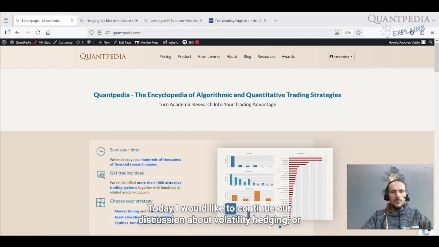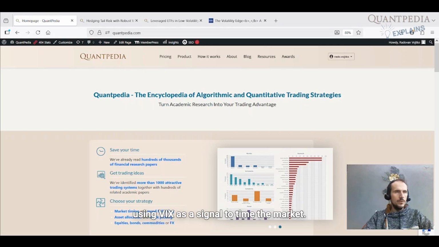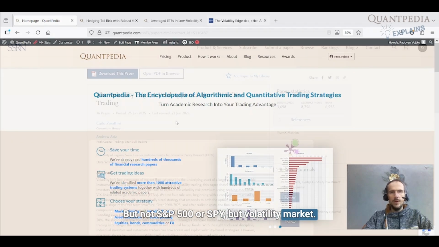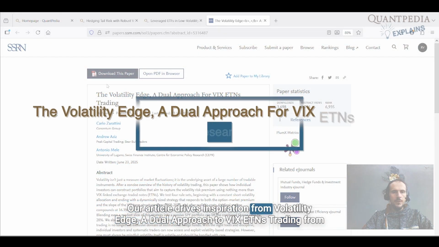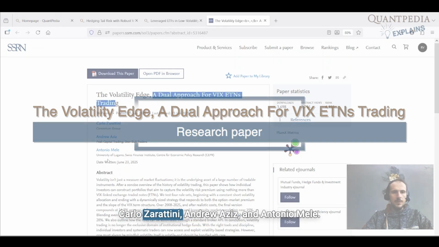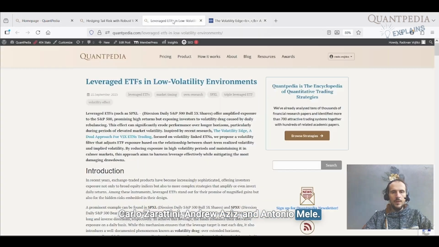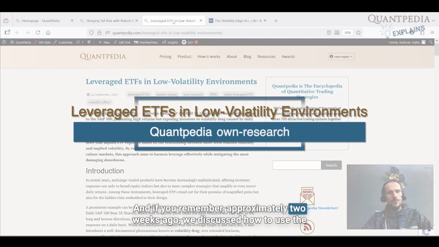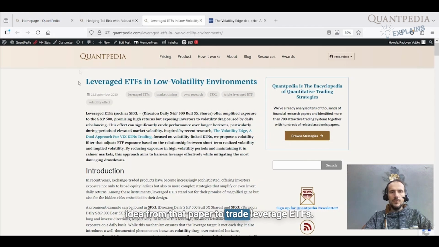Today I would like to continue our discussion about volatility hedging, or using VIX as a signal to time the market, but not the S&P 500 or SPY, but the volatility market. Our article draws inspiration from the paper "The Volatility Edge: A Dual Approach to VIX ETNs for Trading" from Carlos Aratini, Andrew Aziz and Antonio Mele. If you remember, approximately 2 weeks ago, we discussed how to use the idea from that paper to trade leverage ETFs.